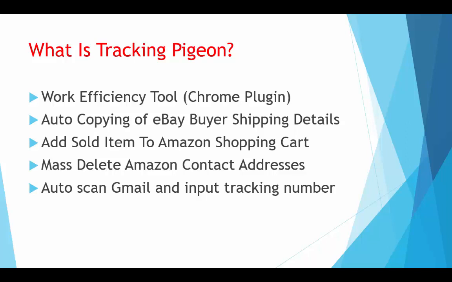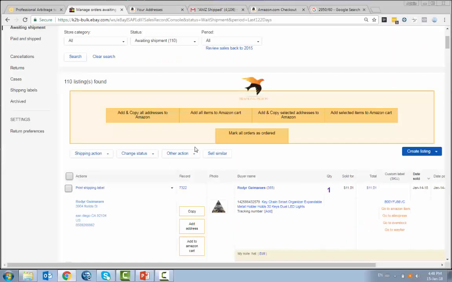Another function is that this Tracking Pigeon plugin auto scans your Gmail and looks for the Amazon tracking number. When you receive an email from Amazon saying the item has been shipped, you will basically get a tracking number. So let's go online now and have a look at how we use it daily.